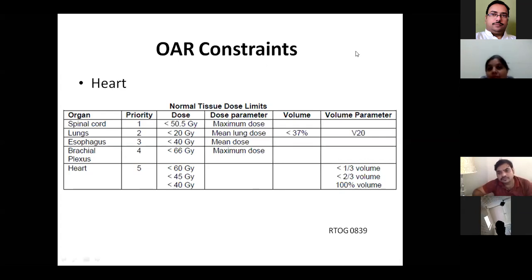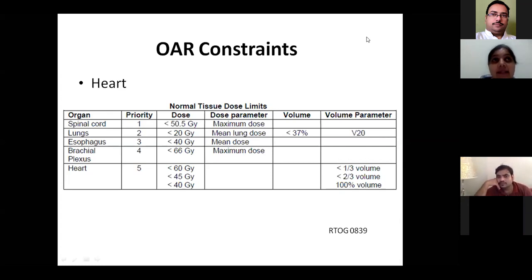I'll read them one by one. The first question is asked by Dr. Adya: if nodes are negative on PET CT, can we treat only the primary? This is what at least the guidelines say: if it is PET negative and the nodes are not enlarged on a CT scan, then you can possibly treat only the primary. But if they are enlarged on a CT scan, then there is some degree of ambiguity. Wherever there is ambiguity, it is preferable to take the node. So you have to take both into account, the size as well as the uptake on the PET scan.